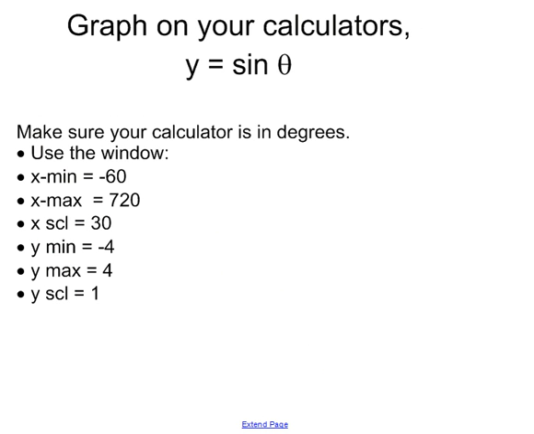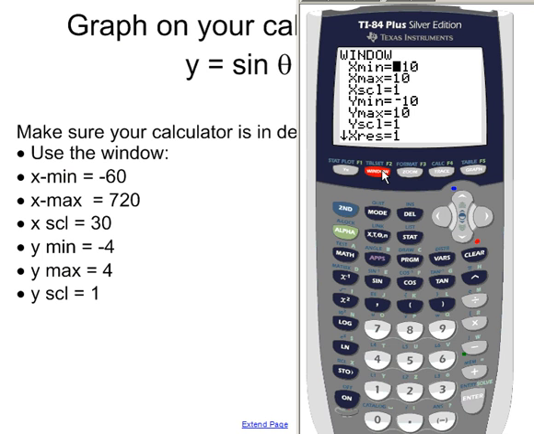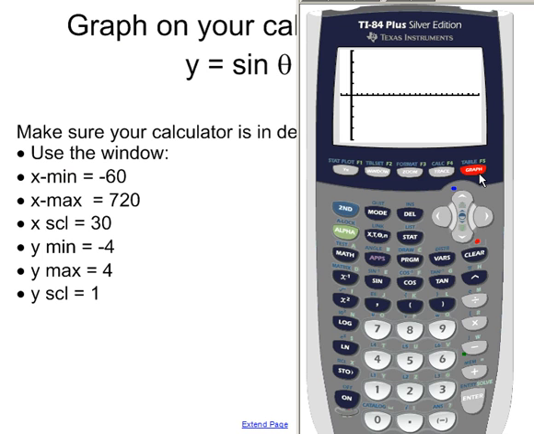All right, now we're going to go graph our sine function on our calculator. So the first thing they asked me to do is change my window. So I go to my window button. I want to go from negative 60 to 720, scales of 30, and then negative 4 to positive 4, scale of 1. Okay, it's taking a little while here to think. All right, so here comes up my sine graph.